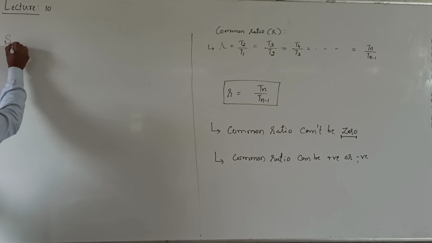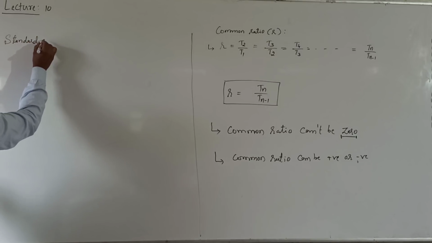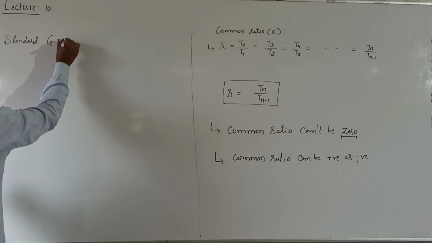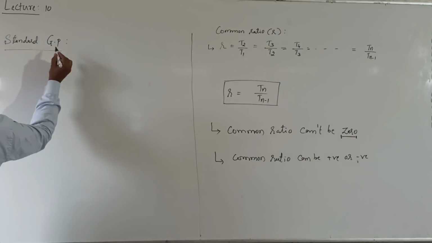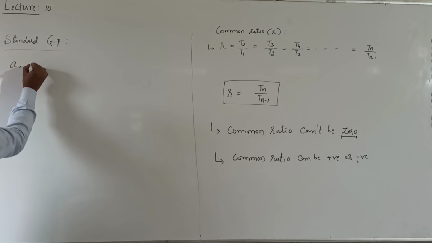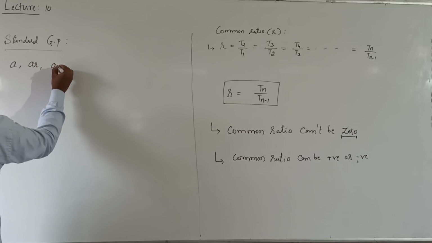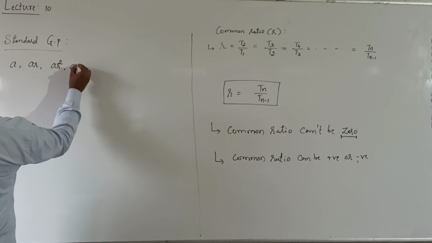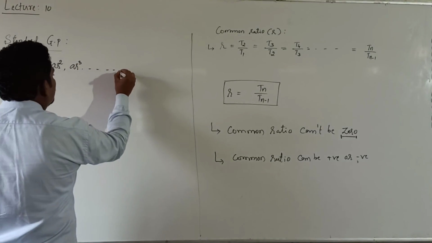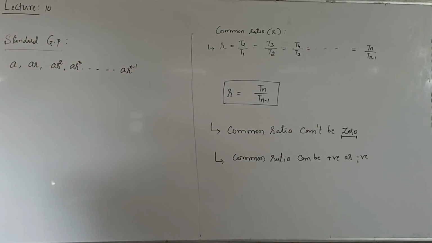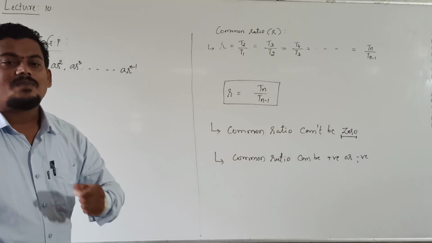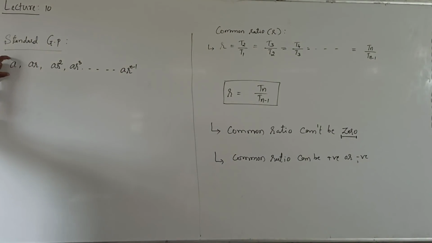Standard GP, or it is also known as standard form of the GP. What is standard form of the GP? A, A into R, A into R square, A into R cube, and so on, A into R power n minus 1. This is known as standard form of the GP, where A is first term and R is common ratio.